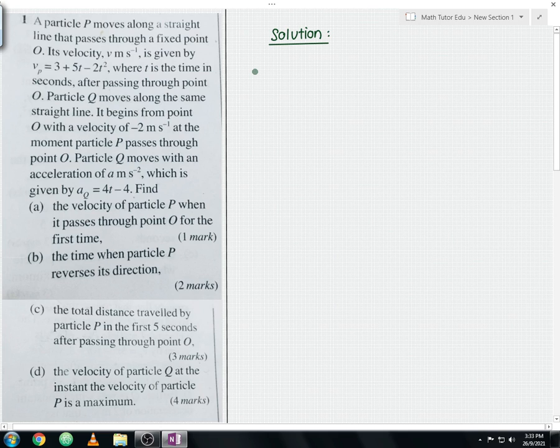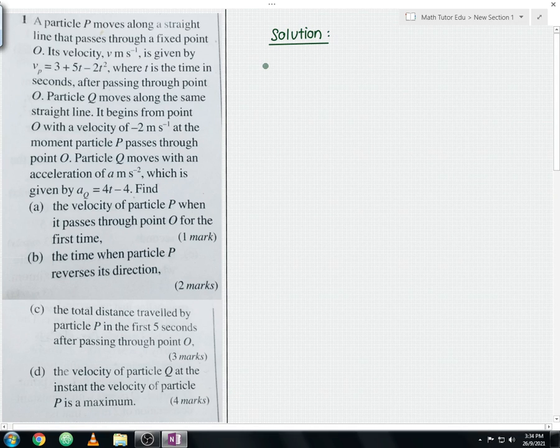So the question asks to find the velocity of particle P when it passes through point O for the first time. For part B, the time when particle P reverses its direction. For part C, the total distance travelled by particle P in the first 5 seconds after passing through point O. And for part D, the velocity of particle Q at the instant the velocity of particle P is a maximum. So this is the overall question.